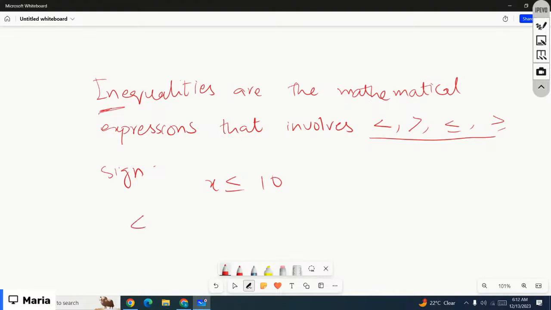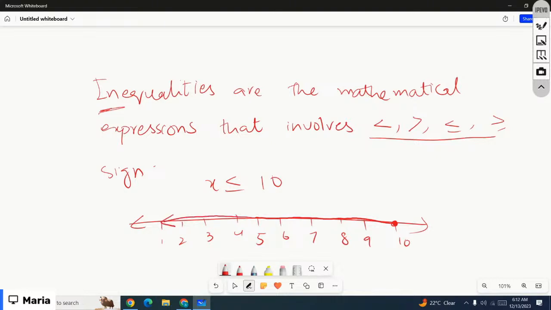So here is the number line. You have the numbers from 1 to 10: 1, 2, 3, 4, 5, 6, 7, 8, 9, and 10, right? So the inequality means x is less than or equal to 10. You have 10 here, and all the numbers that are less than 10 are the solution of the inequality, right? So the graph is like this. Why? Because x is less than or equal to 10, so 10 is also a solution.